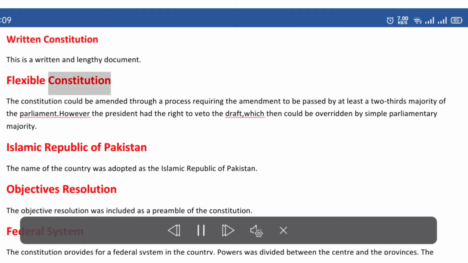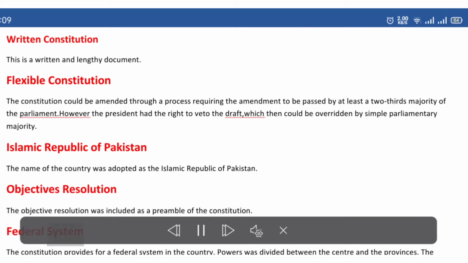Flexible Constitution. The Constitution could be amended through a process requiring the amendment to be passed by at least a 2/3 majority of the Parliament. However, the President had the right to veto, which then could be overridden by a simple parliamentary majority. Islamic Republic of Pakistan. The name of the country was adopted as the Islamic Republic of Pakistan. Objectives Resolution. The Objectives Resolution was included as a preamble of the Constitution.